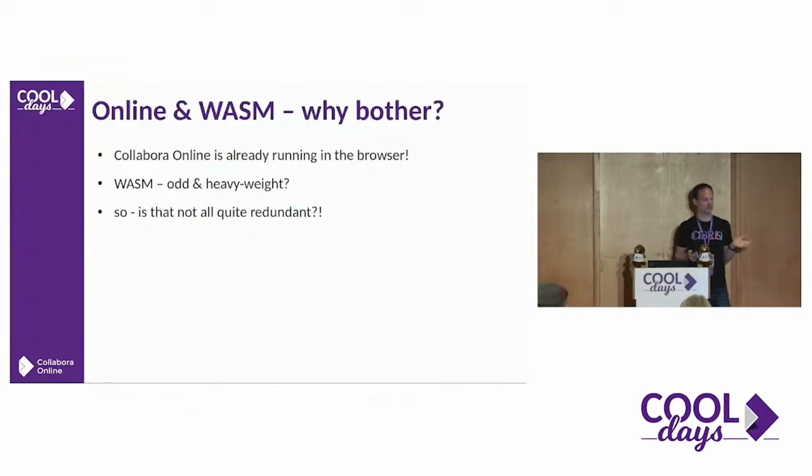Right, so Collabora Online and WebAssembly, why bother, you ask? I was asking myself. Online is already running in the browser, and WebAssembly, as you all know, is a bit of an odd one out. It's relatively young, then again, not that young. I think 2017 the preview phase ended. But still, why bother? It's not all quite redundant because Online is already in the browser, and why add something else to that?